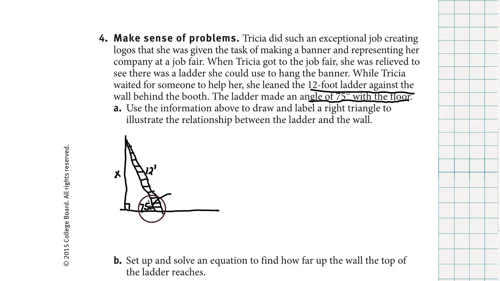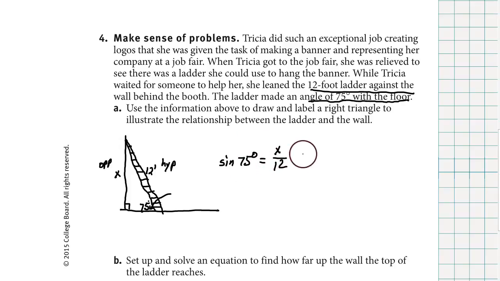Focus your attention on the 75-degree angle. What side of the triangle has the x on it? It's opposite. What side is the 12? It's the hypotenuse. Now decide which of the three trig functions is appropriate. Which one uses opposite and hypotenuse? That's sine. Then write the angle measure, then equals, and then the ratio, x over 12. This creates an equation with trigonometry.